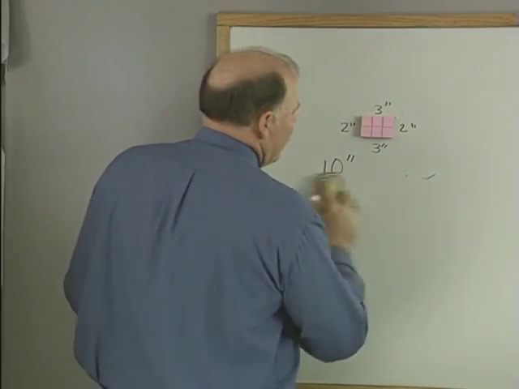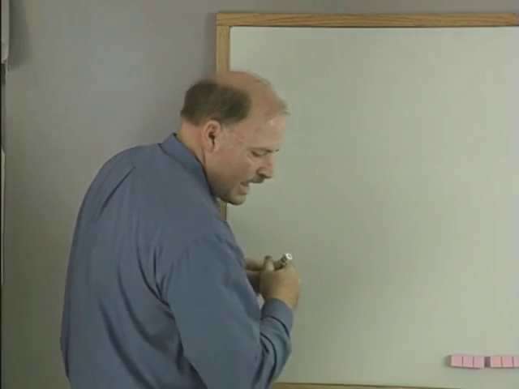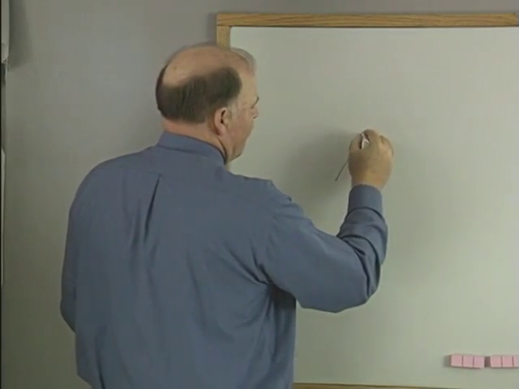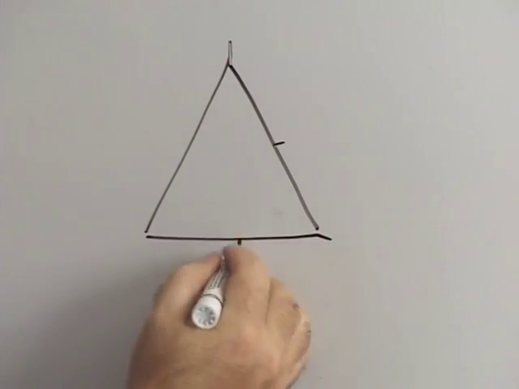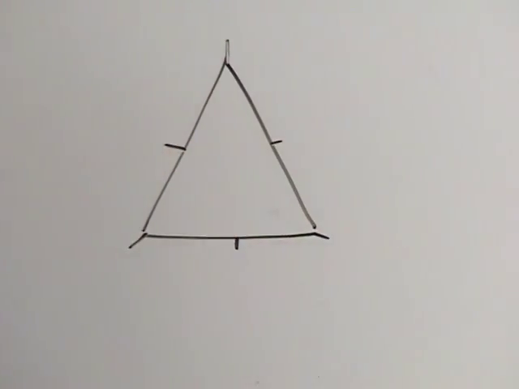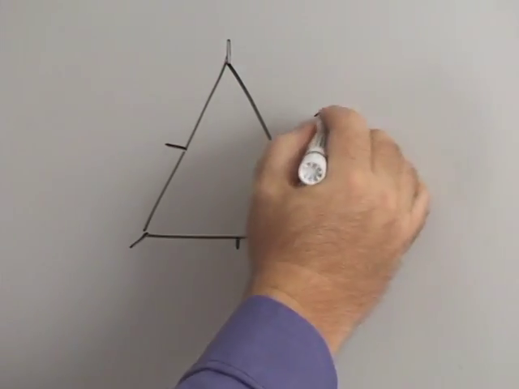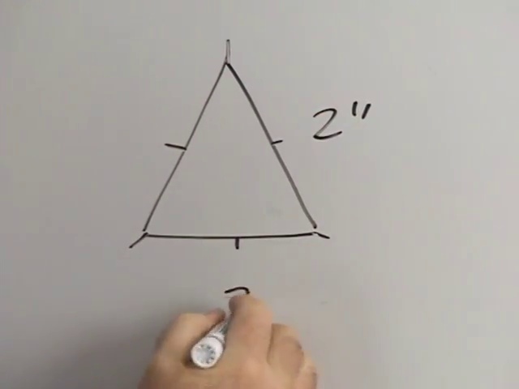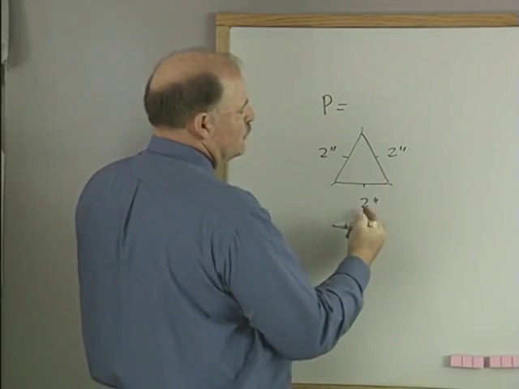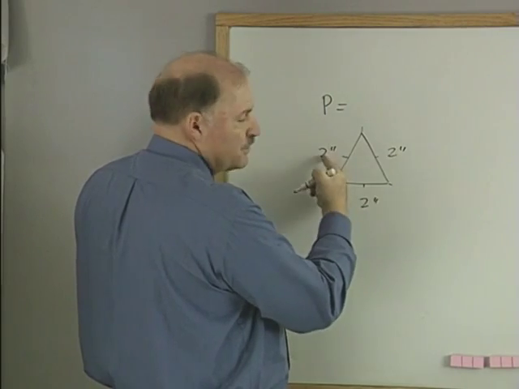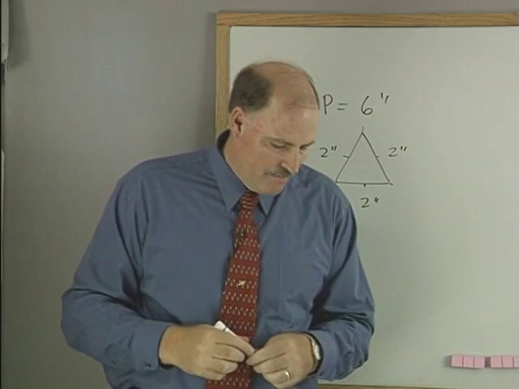And we don't always have to have rectangles. We could even have a triangle. And we'll put the little divots or whatever here. Each of these is 1 inch. How far from here to here? 2 inches. How far across here? 2 inches. How far up? 2. So the perimeter is 2 plus 2 plus 2, 6 inches. Got that? Okay, that's perimeter.